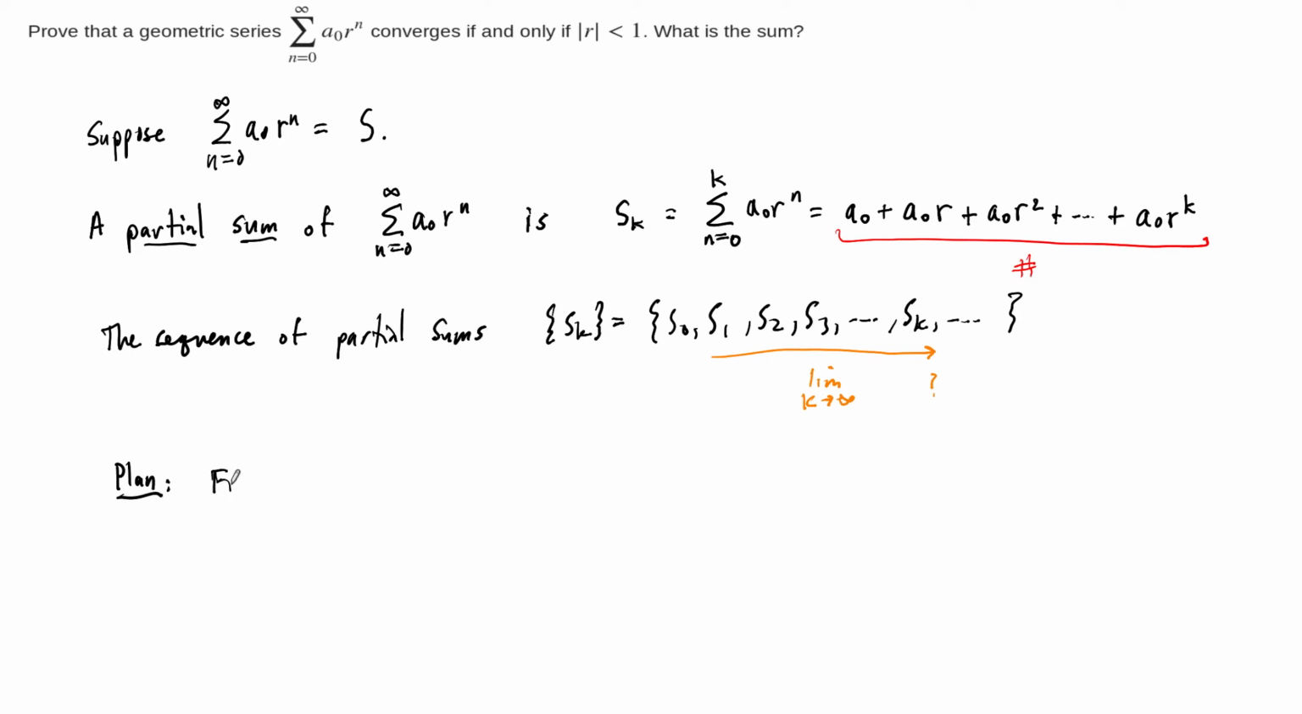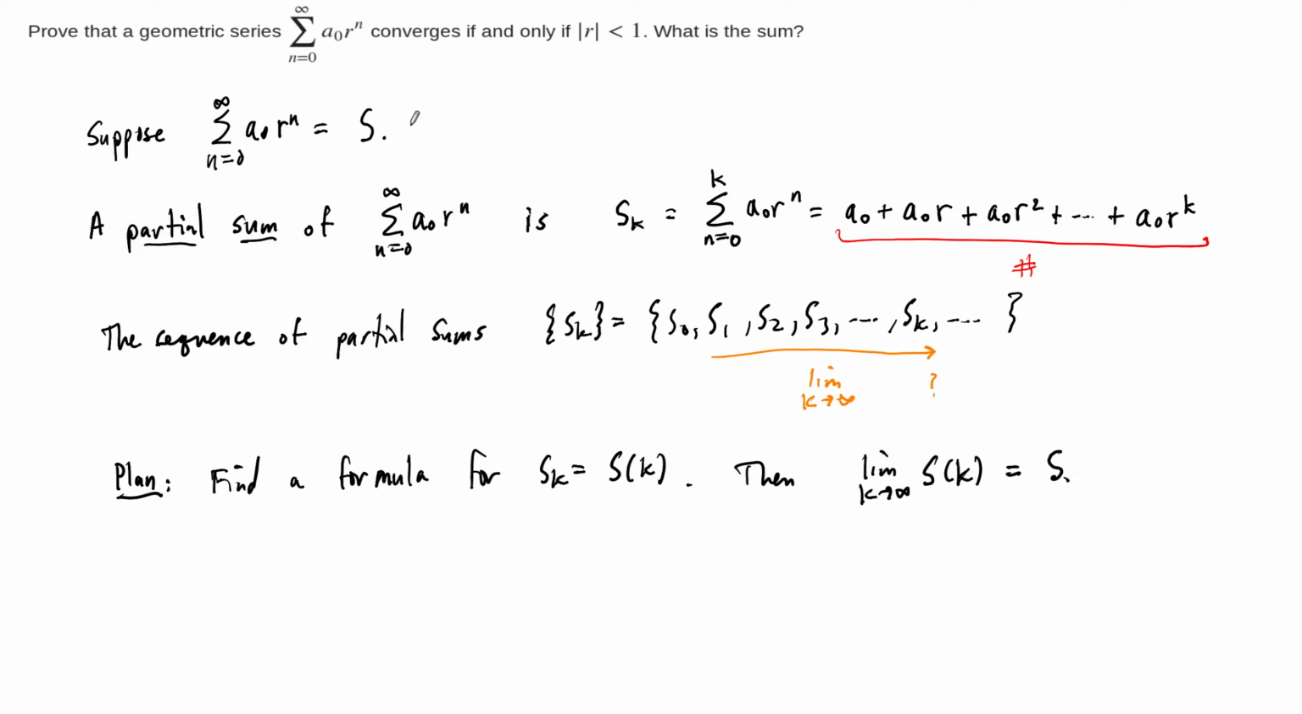Our plan is to find a formula for s sub k. That's the sequence now. We're going to treat it as a sequence of partial sums. Find a formula for s sub k, which we can write in function notation if we want. And since we're going to take a limit, that seems like a nice thing to do, right? So find a formula for the partial sum s sub k, and then, if possible, take the limit as k approaches infinity of this s sub k. And if that exists, if that equals a number, then that number will be the sum of our infinite series. All right, that's what it has to be. So let's do it.